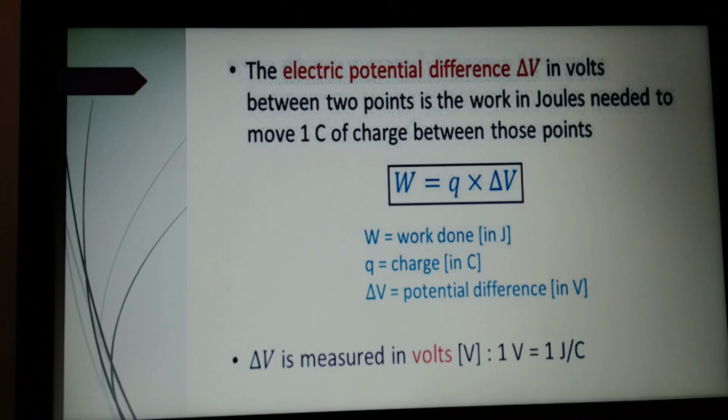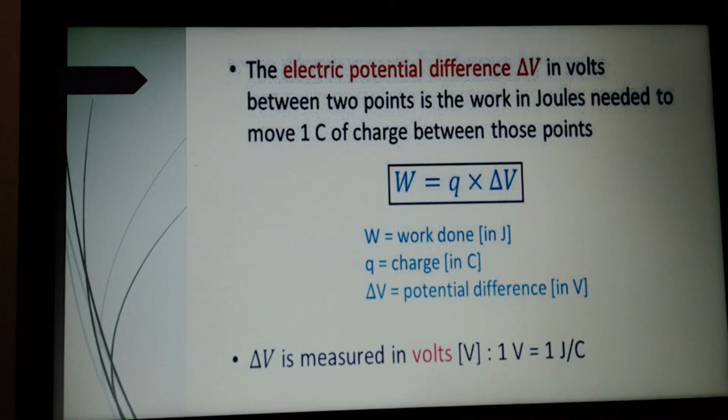So 1 volt is defined as: if 1 joule of work is required to move 1 coulomb of charge from one point to the other, then the potential difference between those 2 points is measured as 1 volt. That is the unit of potential difference, volt, and that is the definition for 1 volt of potential difference. Okay, that is potential and potential difference.